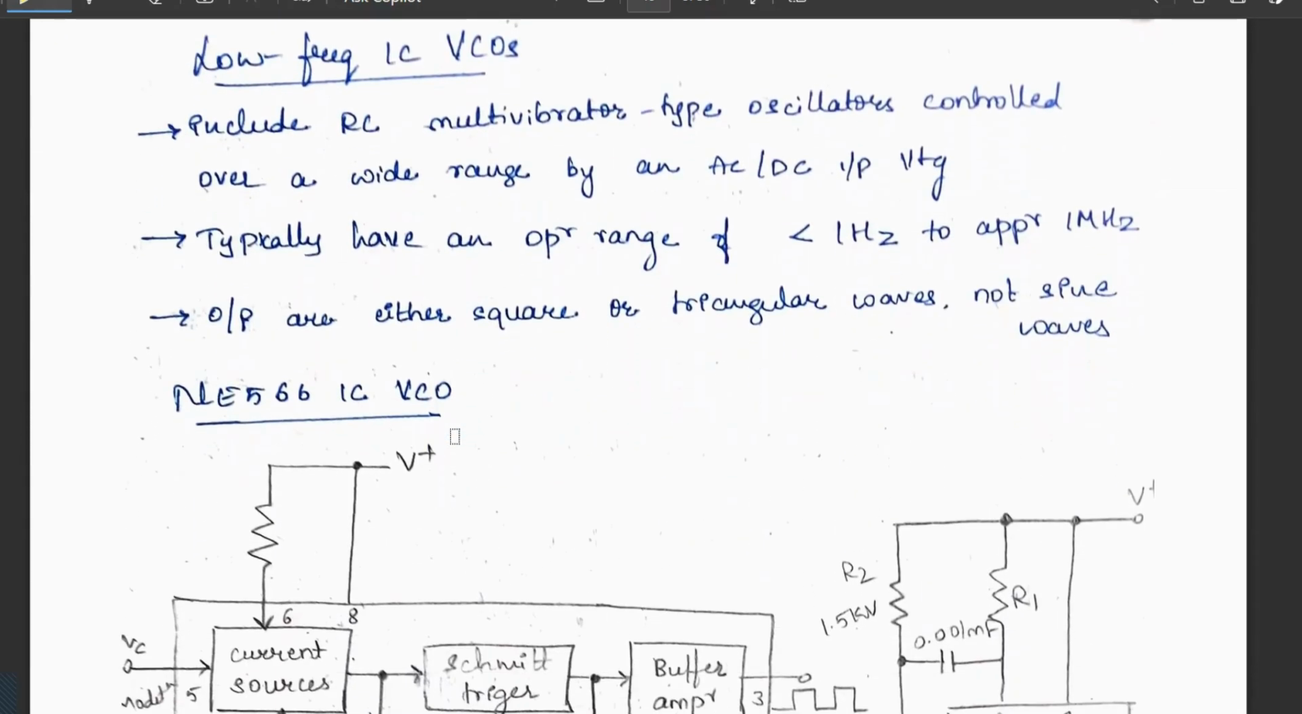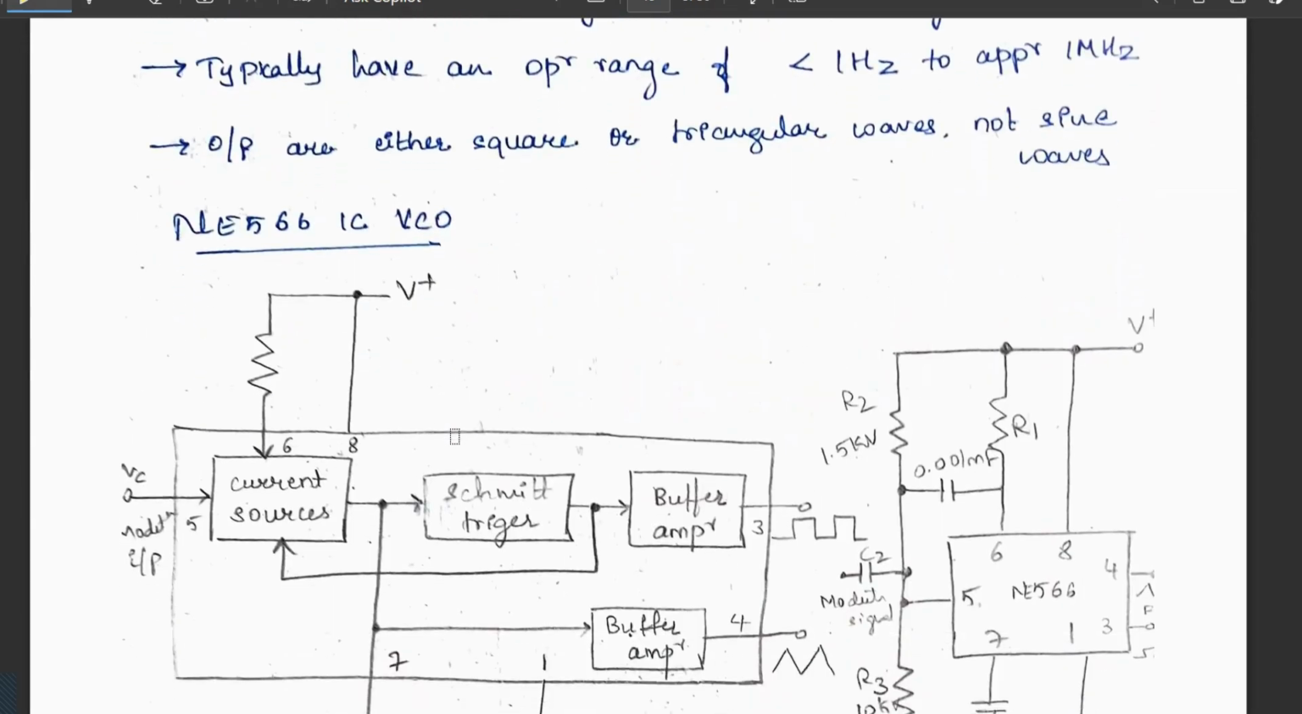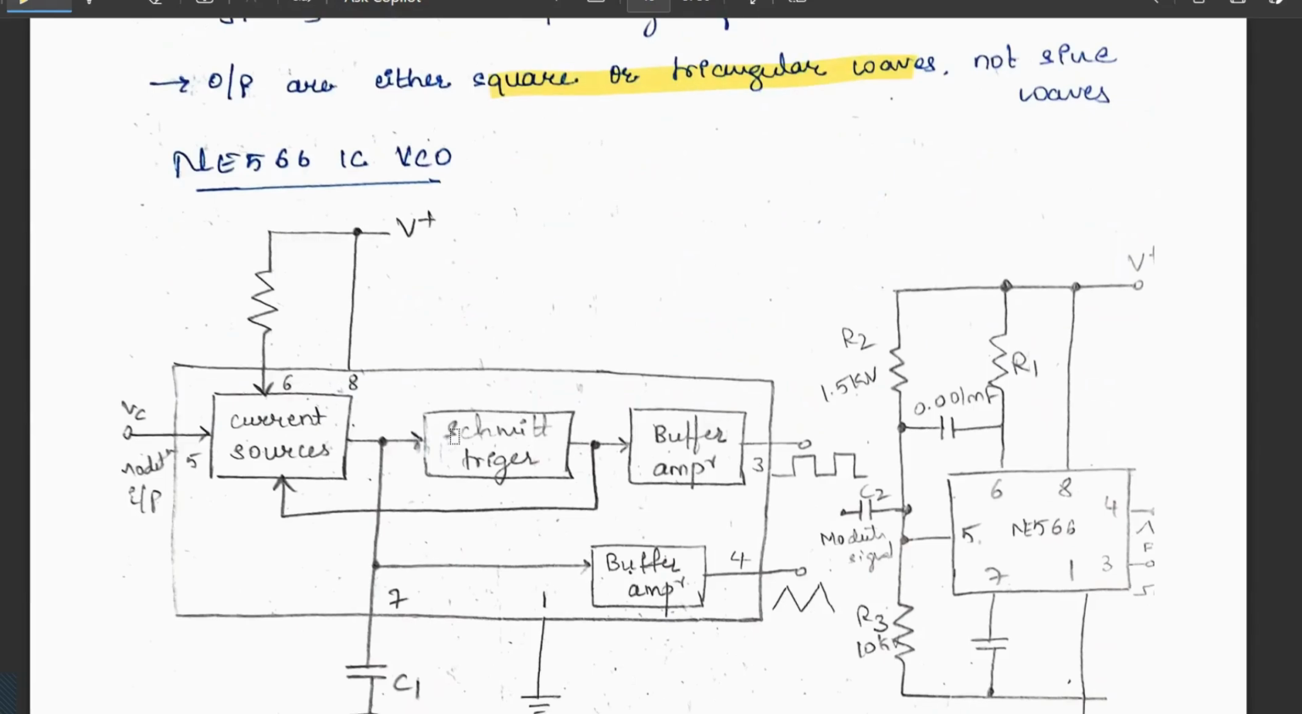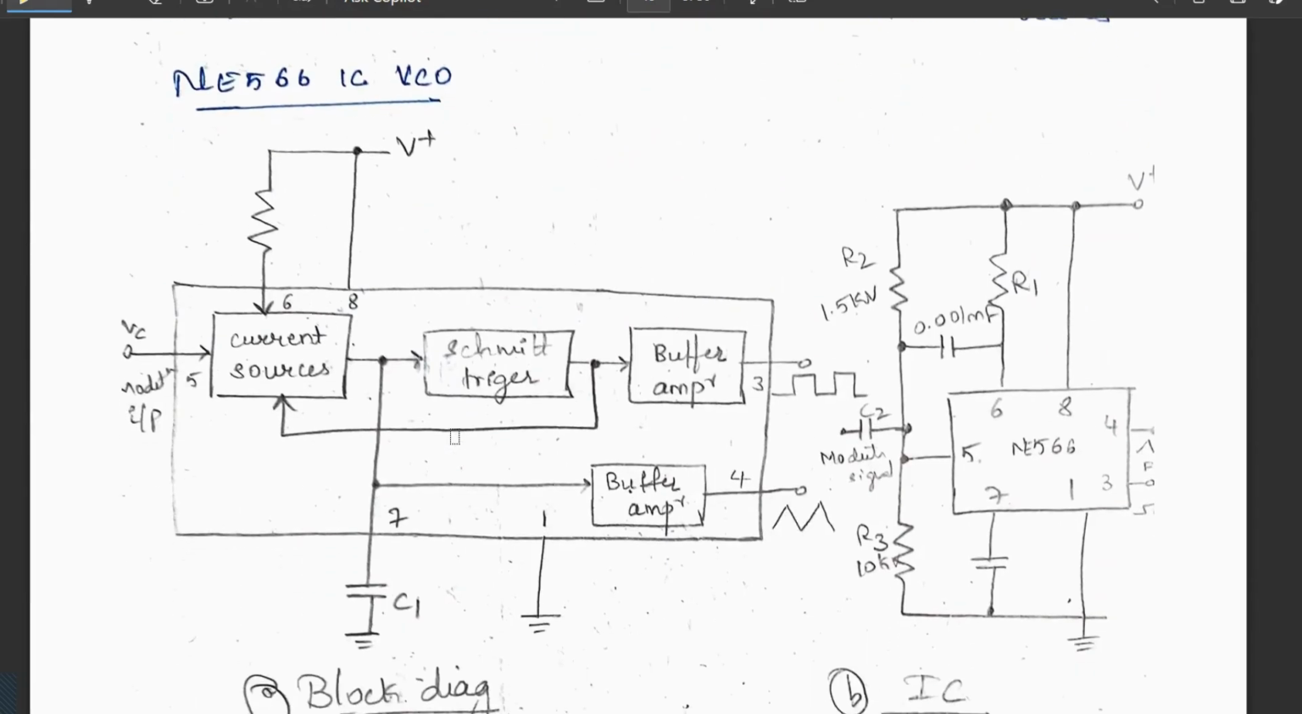Low frequency IC VCO. For the lower frequencies we use ICs. They include an RC multivibrator type oscillator controlled over a wide range by an AC or DC input voltage. They typically have a wide range, from less than 1 Hz to approximately 1 MHz. Output is either a square wave or a triangle wave, not a sine wave. Here we are using the NE566.